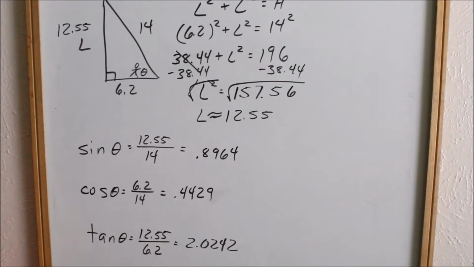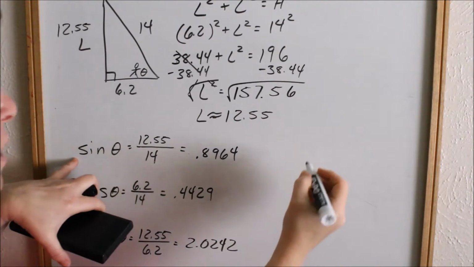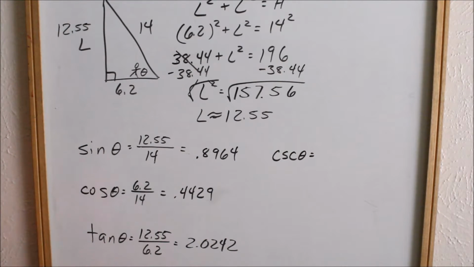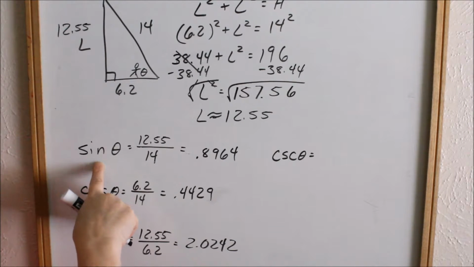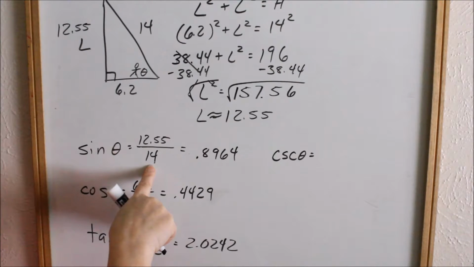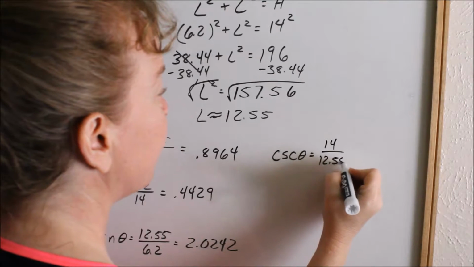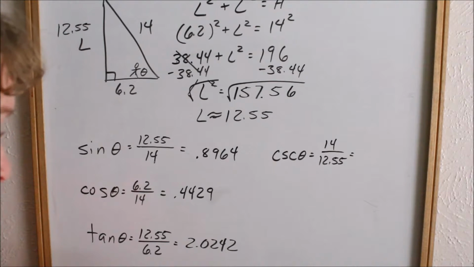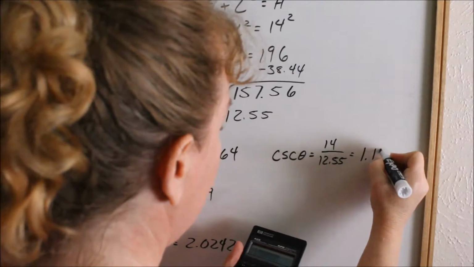Now we need to do the other 3, the reciprocals of sine, cosine, and tangent. The reciprocal of sine is cosecant. So for cosecant theta, I don't even need to memorize what it is. I know that cosecant is the reciprocal of sine, so work smarter, not harder. I can look at the sine fraction and take the reciprocal of it. That would be 14 over 12.55. Then I can divide that out: 14 divided by 12.55 is 1.1155.